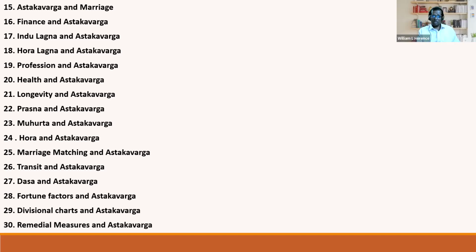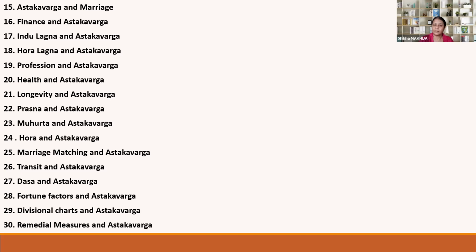Yes, dasha, and it's not just transit. Dasha also matters. Looking at the natal horoscope with dasha, Ashtavarga is very important. Then the fortune factors, like what is your lucky number, what is your lucky date, what lucky gem, what is your Ishta Devata. All these factors can be seen through Ashtavarga.